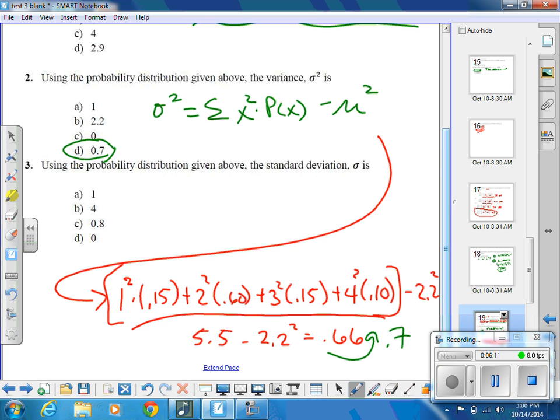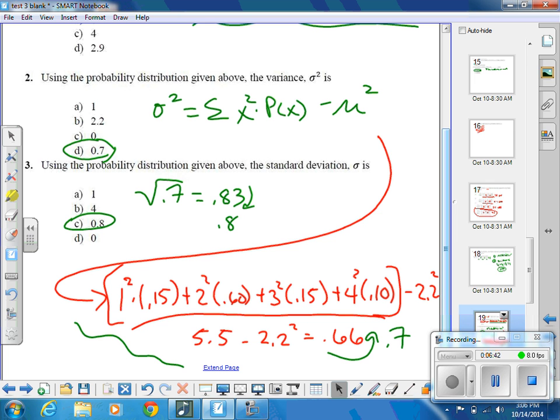Now, the next one is asking us to find the standard deviation. So that's where I take this whole thing I just did and take the square root of it. So I'm just taking the square root of 0.7, okay? When I punch that into a calculator, I get 0.83. Now, if I got 0.83, do I see 0.83 here? Rounding, which in this case I would round down to 0.8. So it's C.